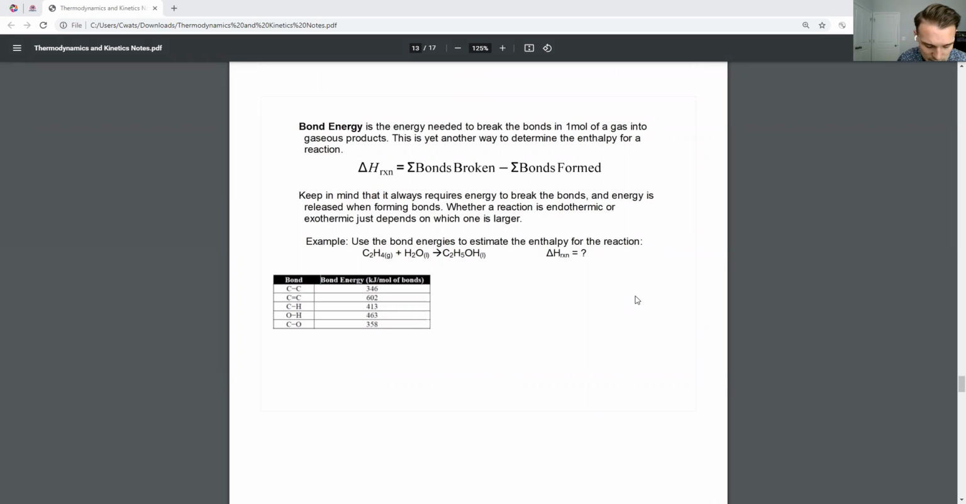So to determine the delta H for this reaction using bond energies, we take the sum of the bonds that are broken minus the sum of the bonds that are formed. Bonds that are broken, this is important, are the reactants, minus the bonds that are formed, which are the products. So this is different. Everything else we looked at was products minus reactants. In this example, it's reactants minus products. Please don't get it twisted.